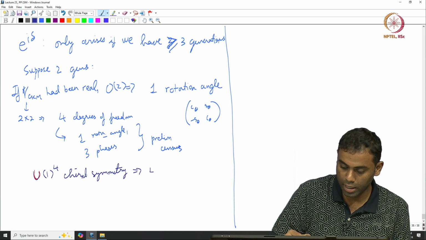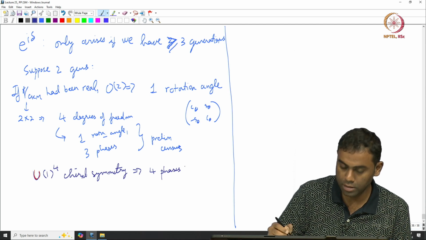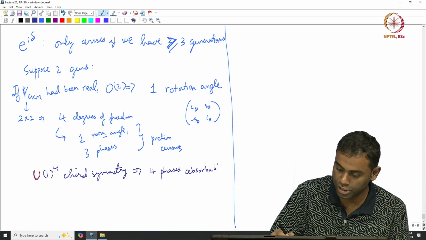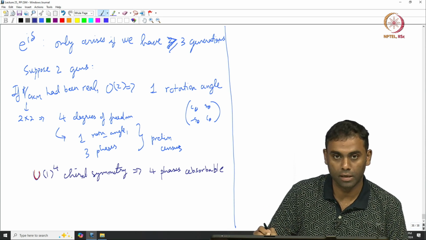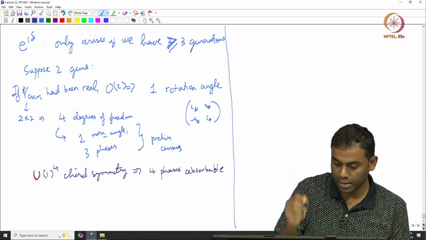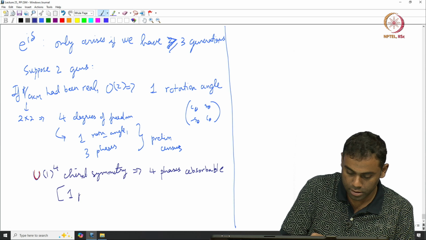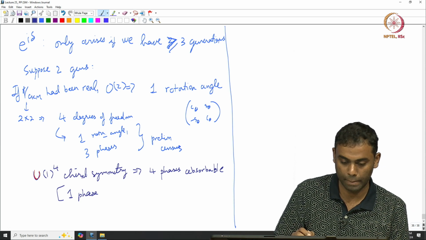That just means I have 4 phases that can be absorbed essentially, in the beginning at least. But I know that it is not 4, right. I know that one phase cannot be really absorbed, that is still fine, okay.